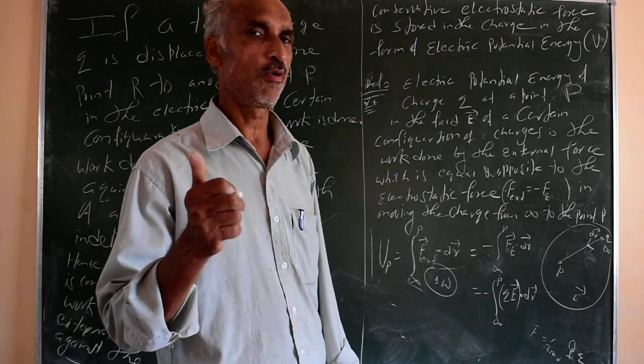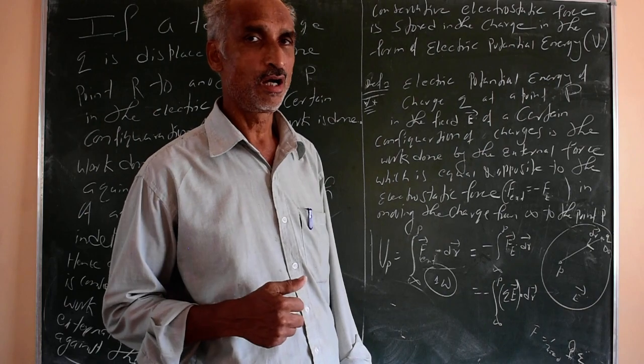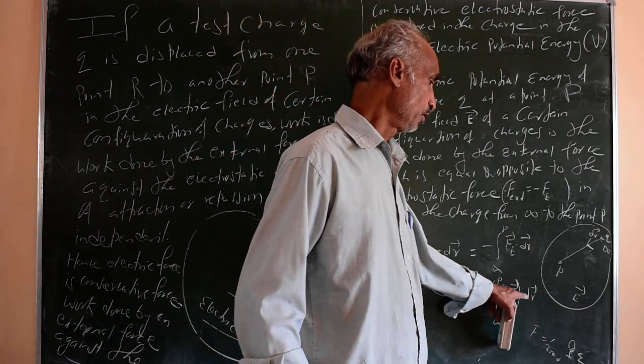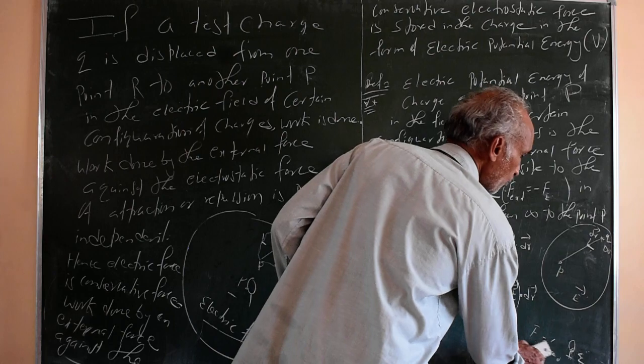And the other formula is 1 upon 4 pi epsilon, Q divided by R square, E. So F is 1 upon 4 pi epsilon.